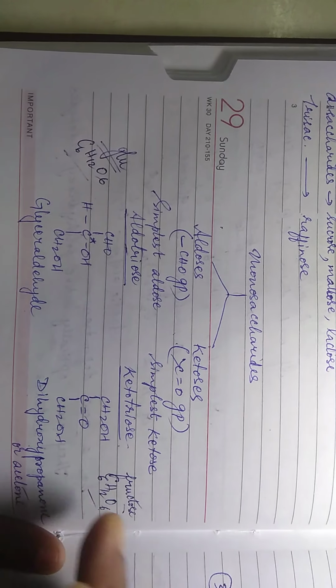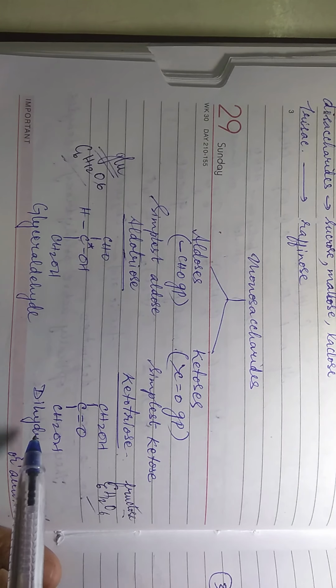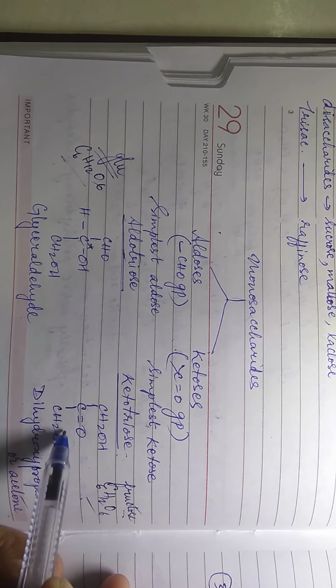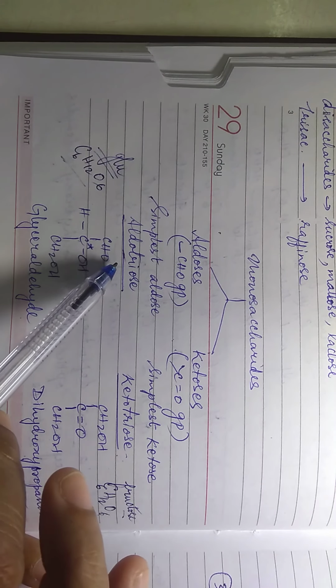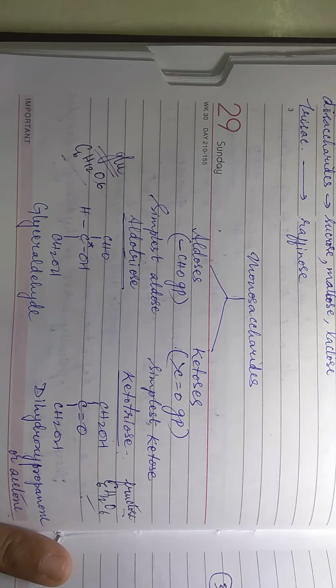And the simplest ketotriose is dihydroxyacetone or dihydroxypropanone, where you have 2 hydroxyl groups and 1 ketonic group. Okay. So this is the simplest aldotriose. This is the simplest ketotriose. Okay. Now let us go further.